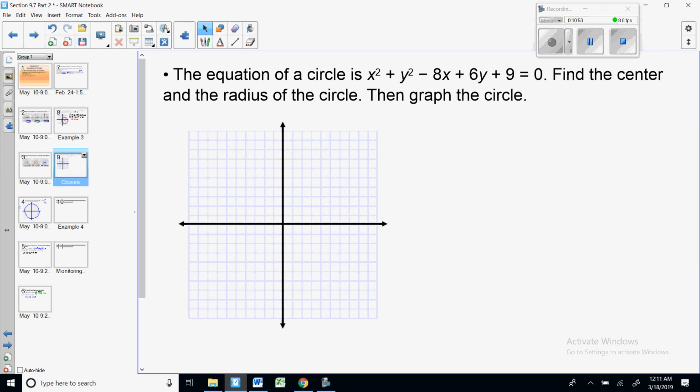This time we have x squared plus y squared minus 8x plus 6y plus 9 equals 0. We're finding the center and radius of the circle and then graphing. So again, the first thing we've got to do is get our 9 to the other side. And I'm going to again rearrange.